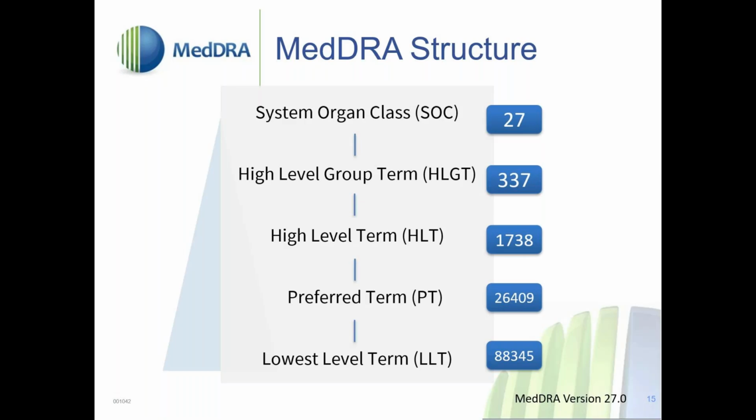When you are coding in MedDRA, basically you're interacting with MedDRA at the lowest level term, so the one on the bottom. And if you notice, it's the most granular. It has the most number of terms. So as of version 27, there were just under 90,000 terms. And now with the upcoming release, we're going to add about 1,500 to those LLTs.